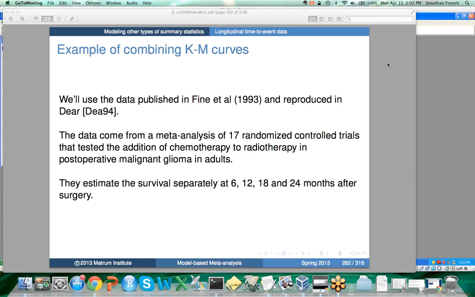Okay, well, I guess we'll go ahead and get started. This is the lab session where we'll cover the homework problems from the time to event meta-analysis. We're going to cover the combining of Kaplan-Meier curves in the two different approaches that we looked at last time.